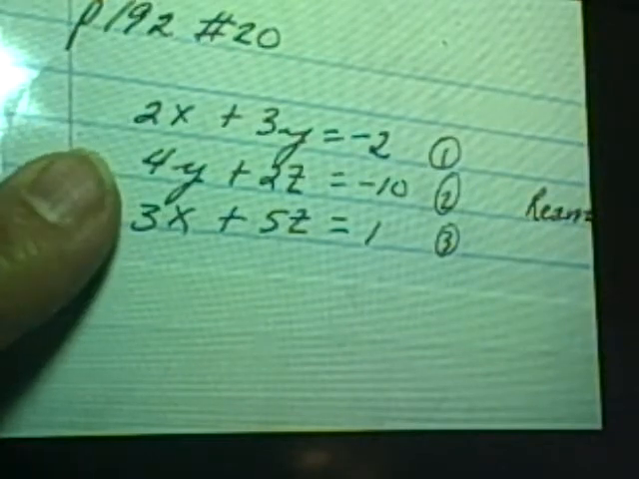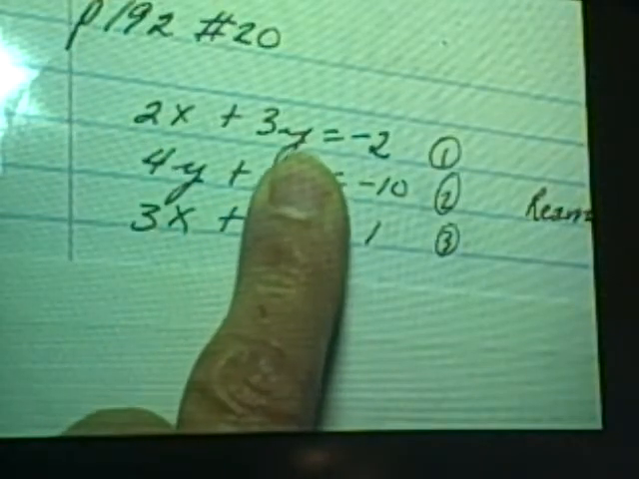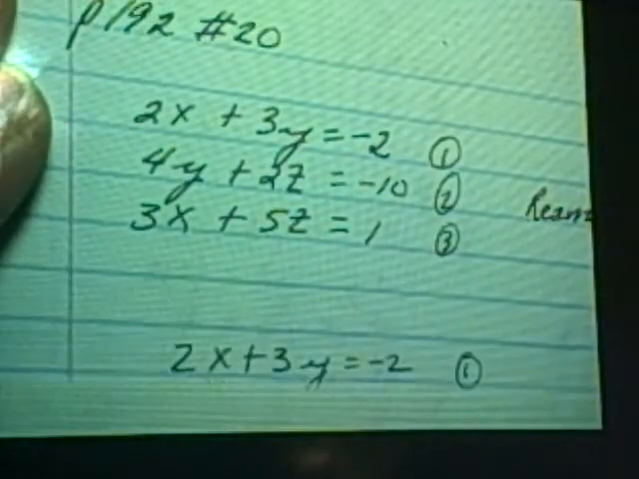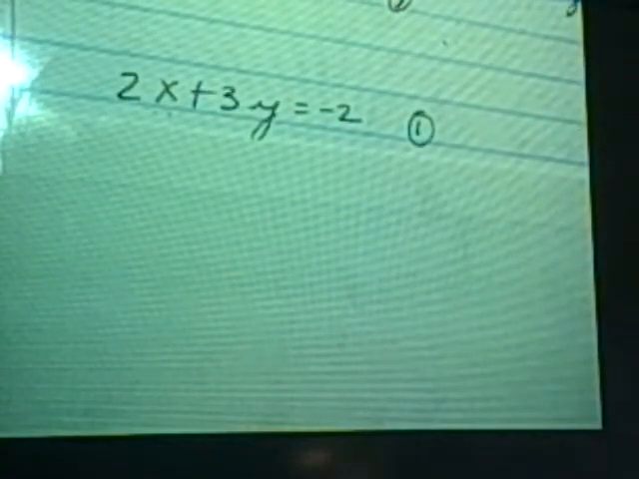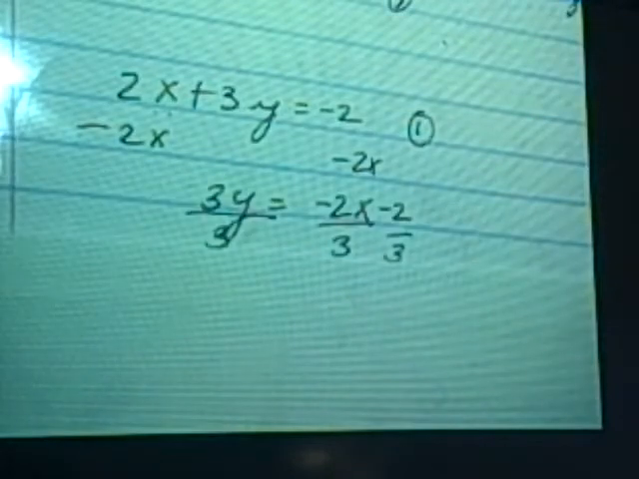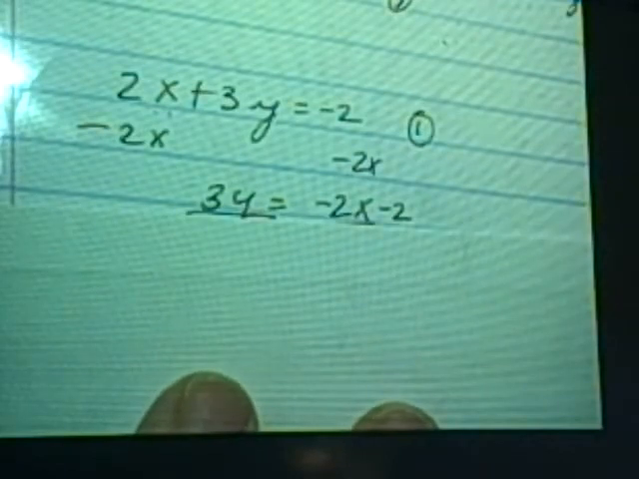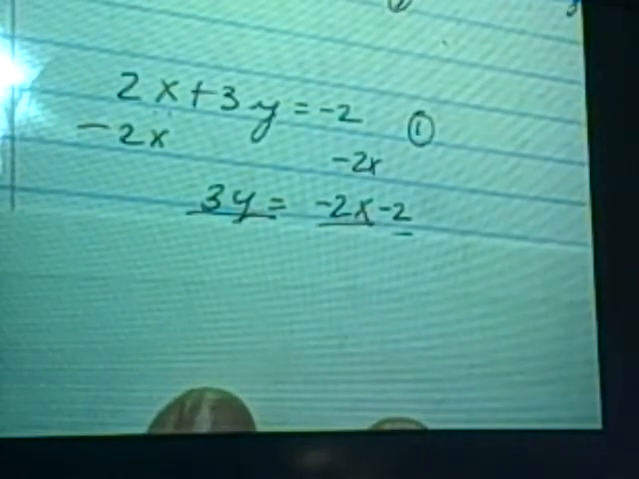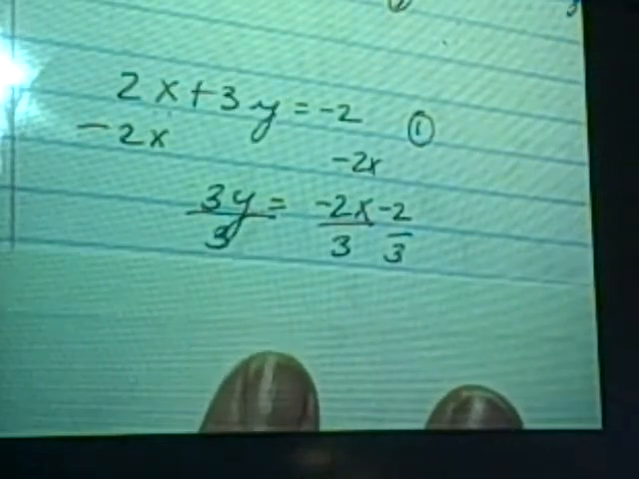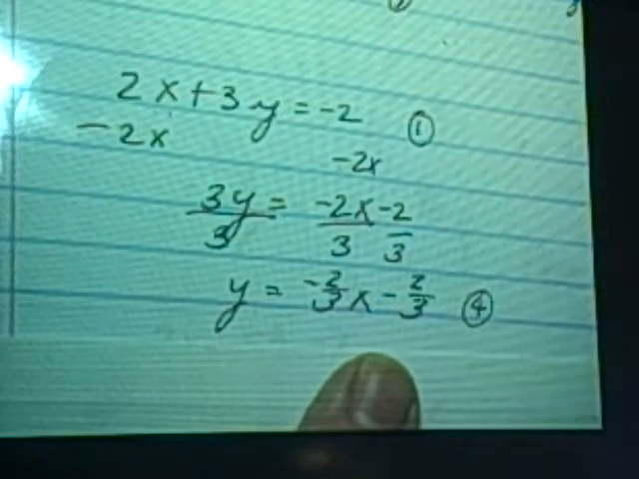So I'm just going to pick one and see if I can maybe do a substitution. I'm just going to pick number 1. I'm going to rearrange number 1 and isolate y on one side of an equation. So I just rewrote that, and I have 2x plus 3y equals a negative 2. And I go about rearranging, minus 2x, minus 2x, and I'm left with 3y equals a negative 2x minus 2. And then I decide to isolate the y, so I divide by 3.